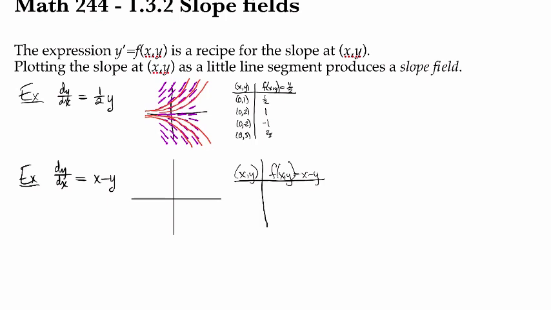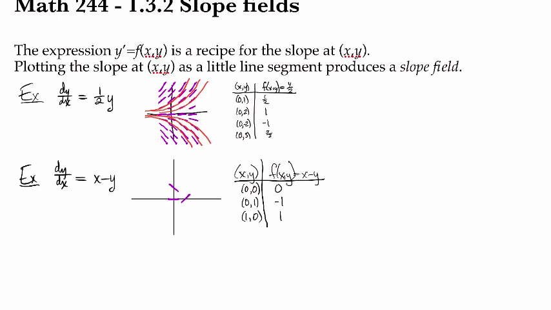So let's plot some points. So if I'm at 0, 0, then 0 minus 0 is 0. If I'm at 0, 1, then I have minus 1. If I'm at 1, 0, then I have 1. And so let's plot these points. So what did I just find? Going through the origin, I've got a slope of 0. Going through the point 0, 1, I've got minus 1. So that's this one here. Going through the point 1, 0, I've got slope positive 1. So that's this right here.